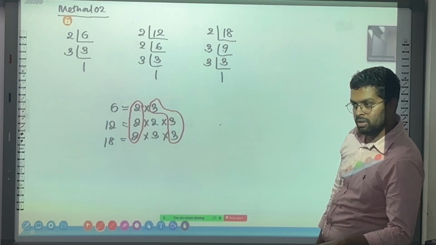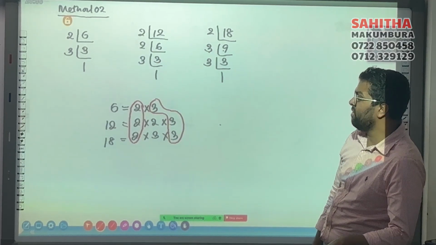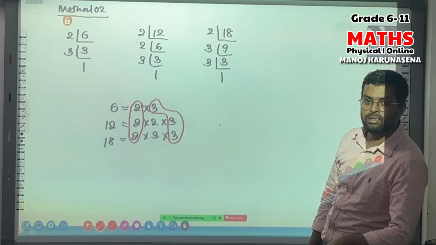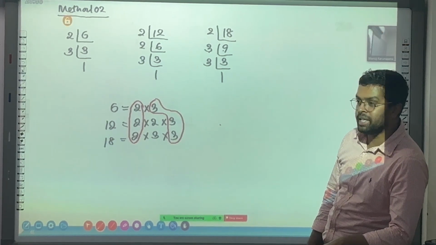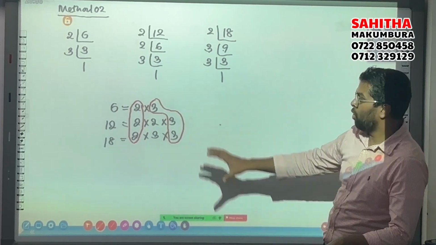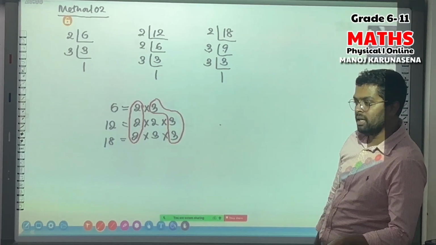Additional question. Can you tell me the highest common factor of 6, 12 and 18? What is the highest common factor of 6, 12 and 18? 6. Common factors 2 and 3. Then the product takes 6.